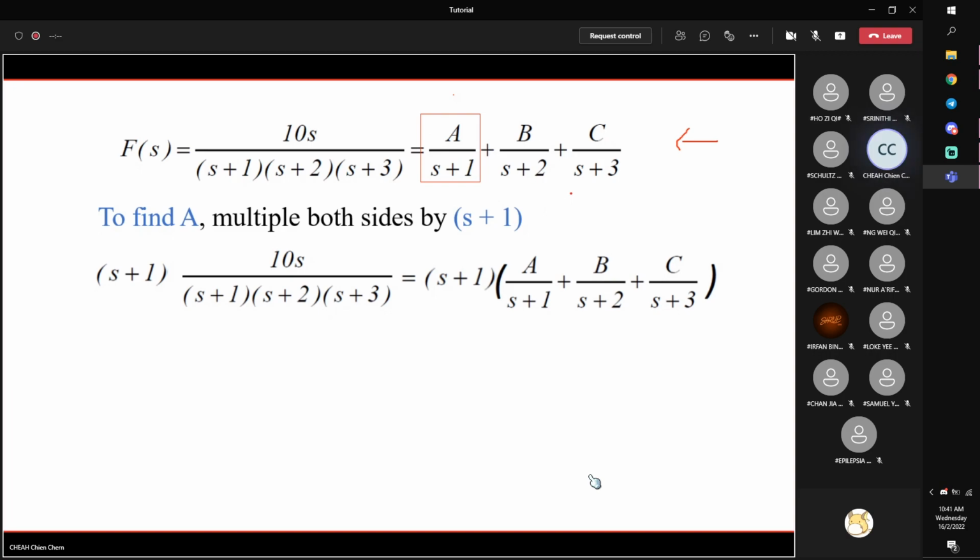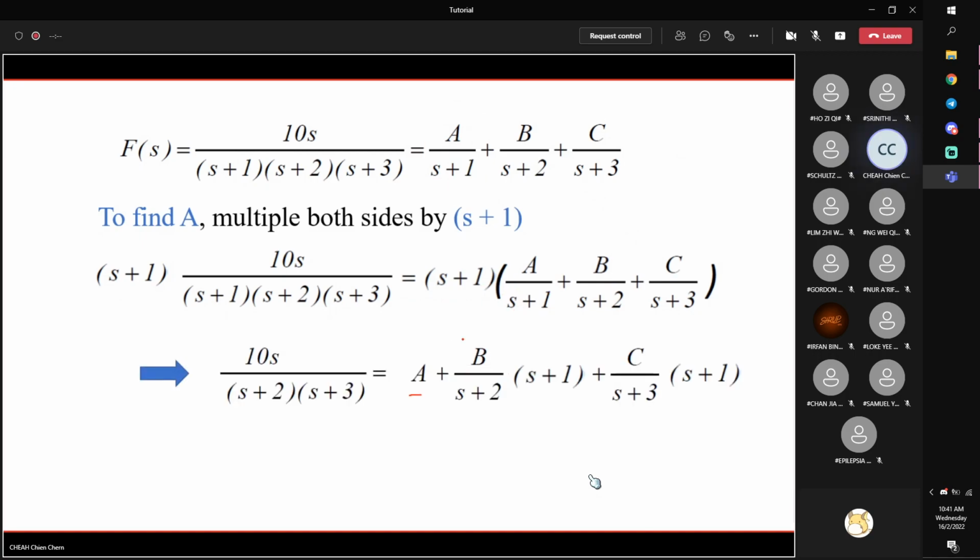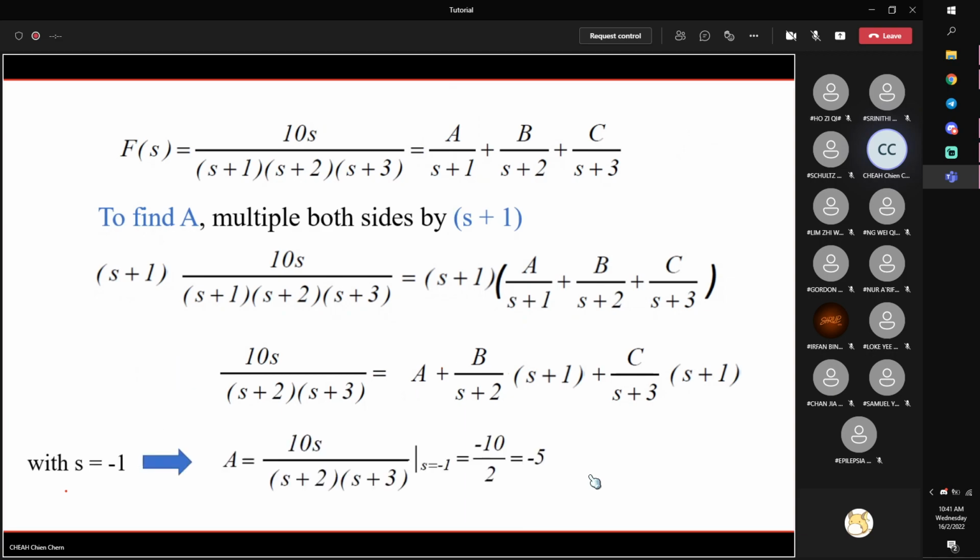How this is done is that if I multiply both sides of the equation by s plus 1, the key idea is that I want to cancel out this term. Because when you multiply together, they will cancel each other, and then you get A. So I can substitute s equal to -1 into it. If you substitute s equal to -1 here, you get a problem because you're dividing by 0. You can't do that. You multiply by s plus 1, then this term disappears.